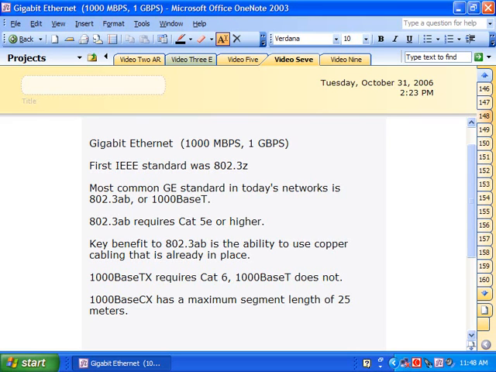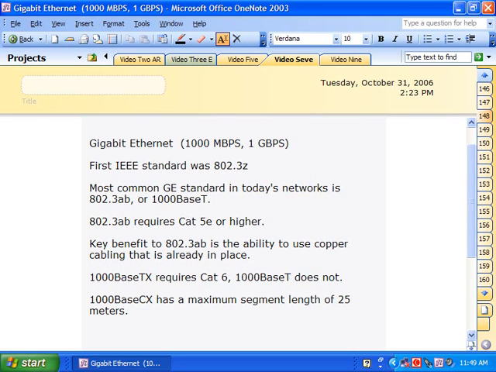I told you there was going to be a lot of memorization of this one. I was not lying. 802.3ab requires Cat5e or higher. That's the one where if you put a Cat5 cable in, you're going to get transmission, but you can't reach gig speeds. You've got to have a 5e cable or higher to get that to work. Now, a key benefit to 802.3ab is the ability to use copper cabling that's already in place, because this will run over copper wiring.